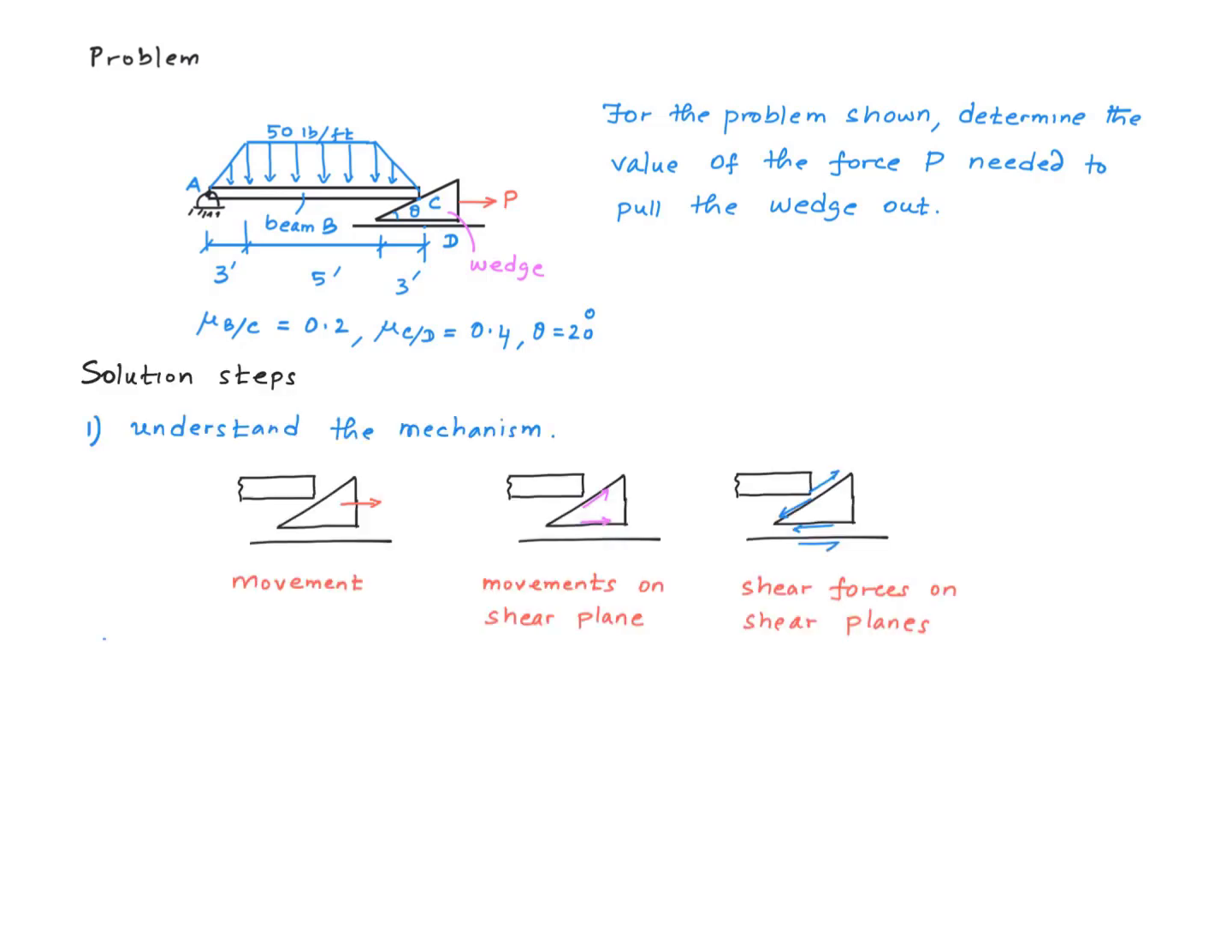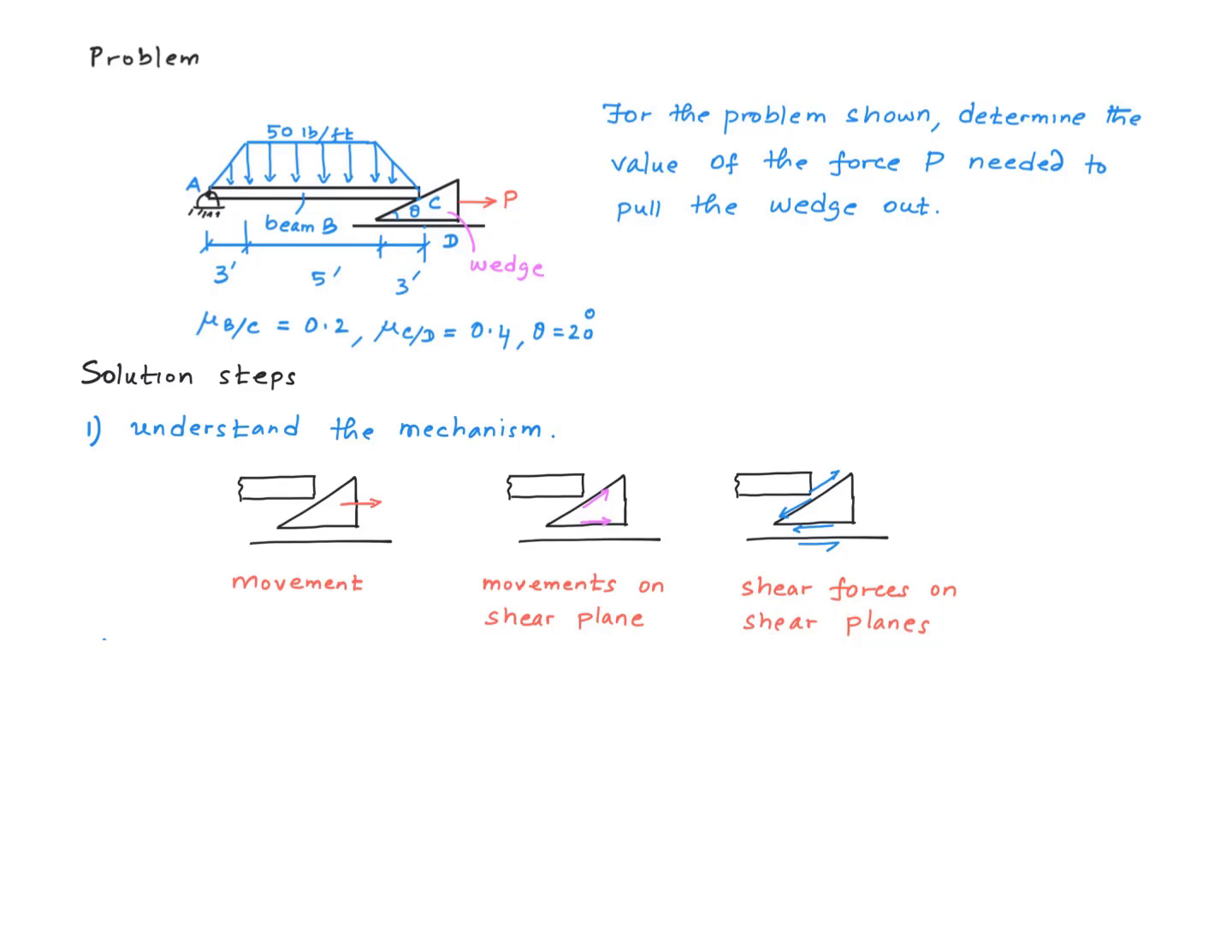As we have done previously, the first step is to understand the mechanism so that we can mark the directions of the frictional forces and develop appropriate free body diagrams. So we start with the directions of the movements of the bodies involved. The horizontal plane over here is stationary, right? And the beam is being held by a pin at point A, and therefore that is stationary as well.